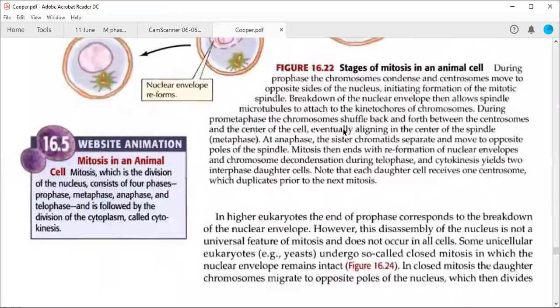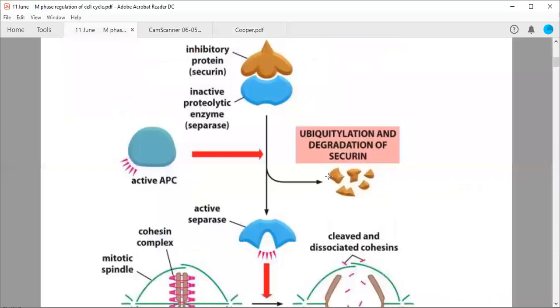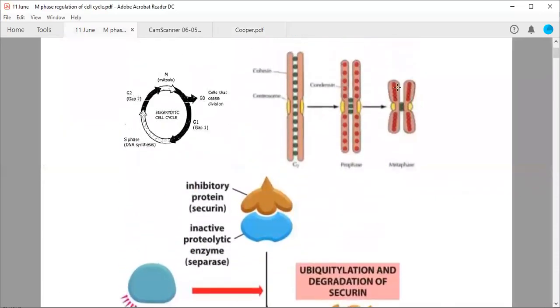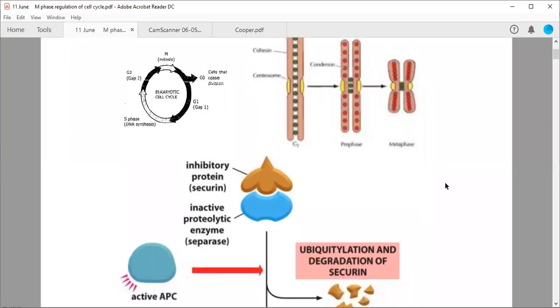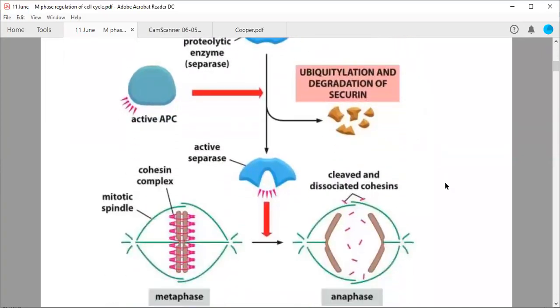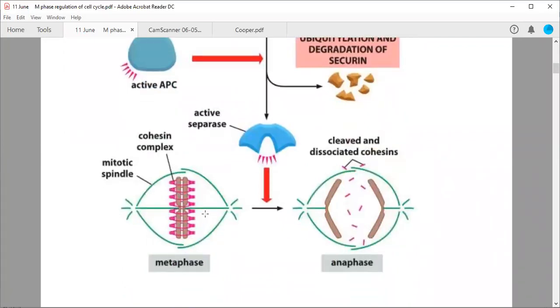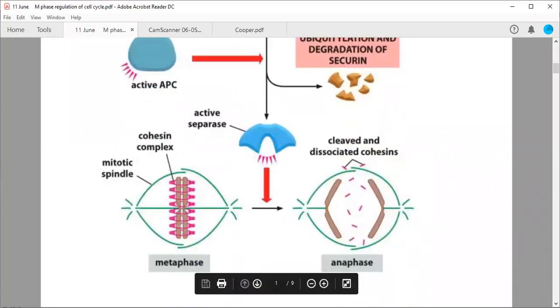Okay, now we come back to this particular diagram. So this is your cohesin here, and this particular cohesin is broken down by a protein called separase. So separase separates the two sister chromatids by breaking down this protein, so that the chromosomes which are aligned over the metaphase plate can be segregated, and this metaphase to anaphase transition can happen.